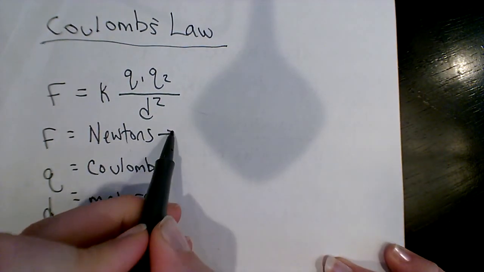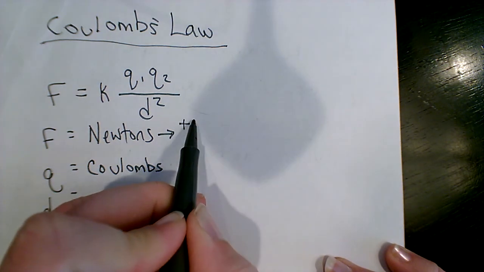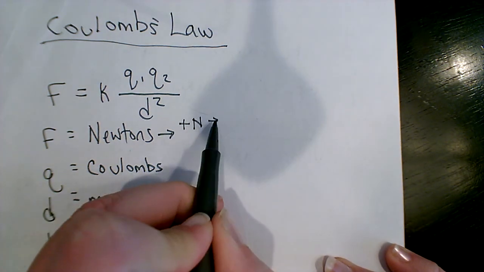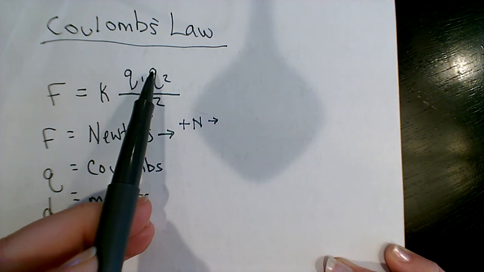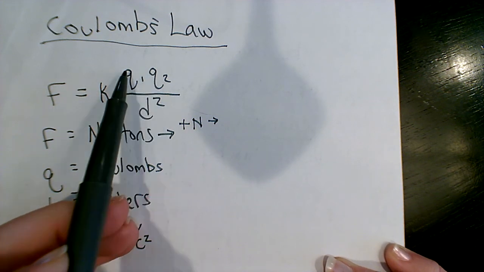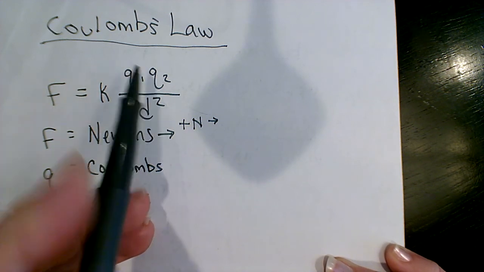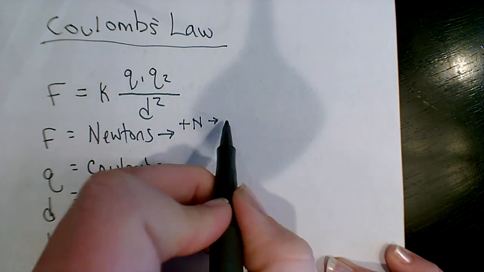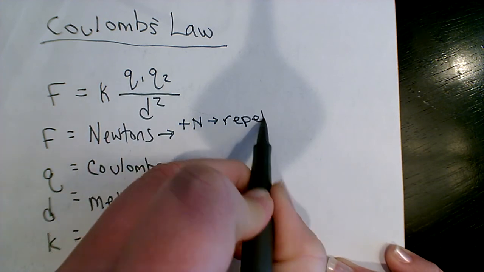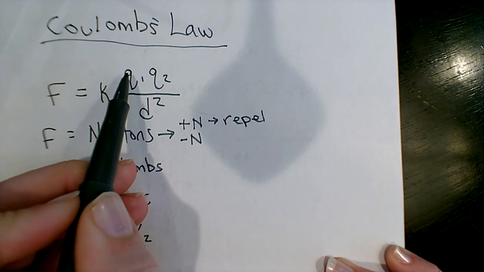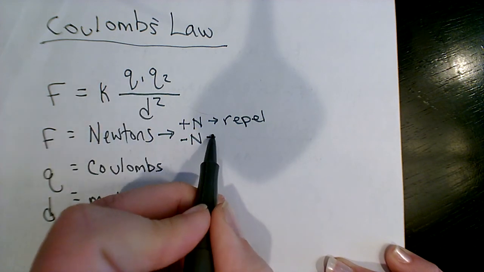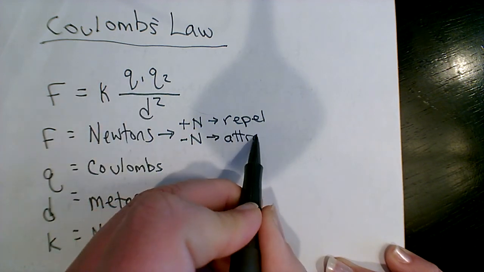So remember, if we calculate a positive amount of newtons, that means our two charges were the same, right? It was either a positive times a positive is a positive, or a negative times a negative is a positive. So they'd have the same charge, which means this is a repel. And if we calculate negative newtons, that means one charge was positive and one charge was negative, so this would mean those attract.